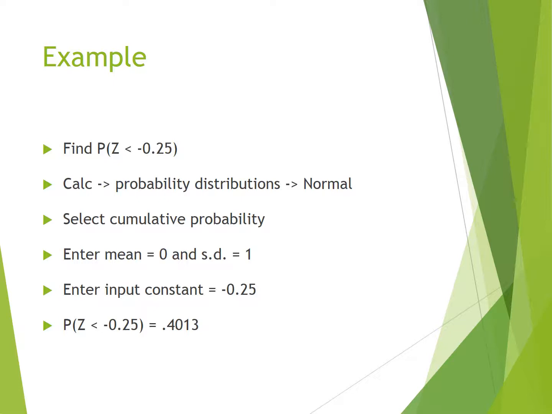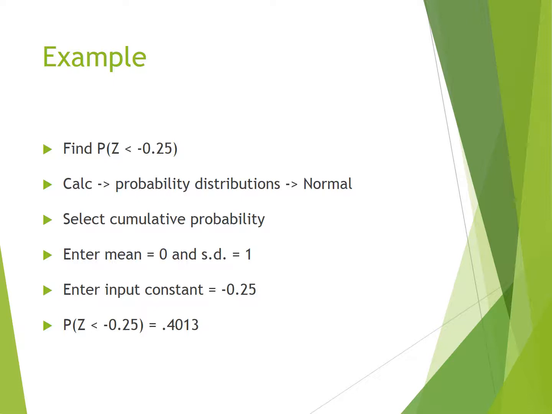If you have changed it for whatever reason, let's say during a test when you're going back and forth between standard normal and regular normal, you might have to remember to change the mean. If you're looking for the probability of a z, that means the mean is 0 and the standard deviation is 1. Your input constant is negative 0.25. And then hit OK, and Minitab says the answer is 0.4013, or about 40% chance of seeing a z value less than negative 0.25.